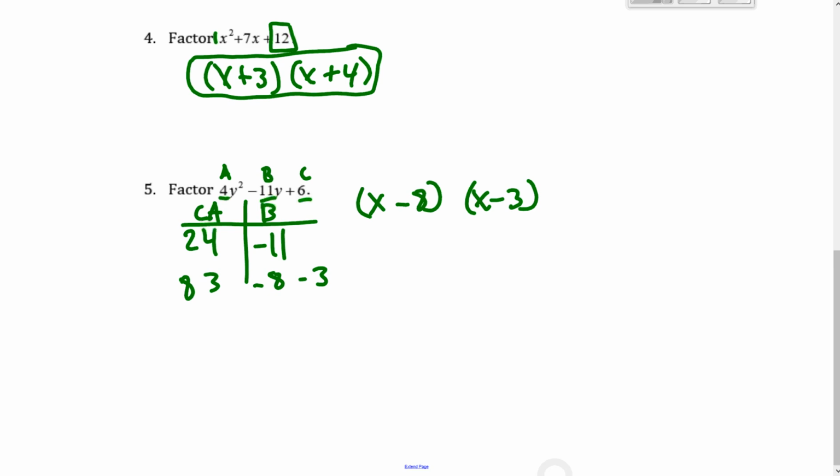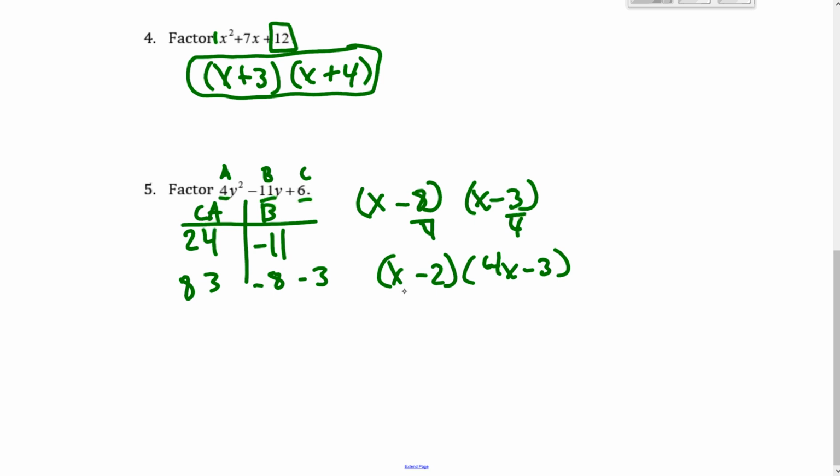When I divide this by my a, I can reduce this fraction. So this is x minus 2. This one I can't reduce, so I go ahead and take that 4 and put it in front of the x in the parentheses. So 4x minus 3. If it can go into both of them, that means you probably could have divided out a greatest common factor to begin with.